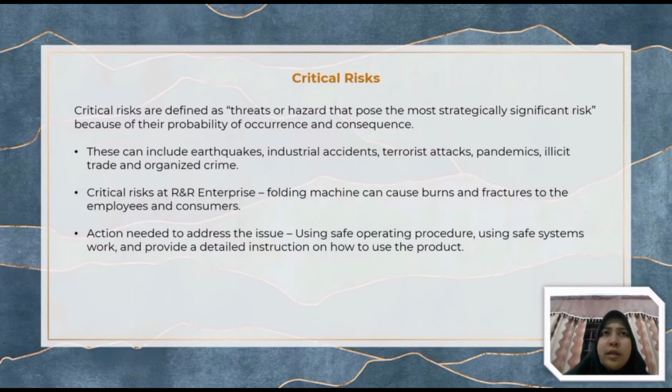Critical risk is defined as a threat or hazard that poses the most strategically significant risk because of its probability of occurrence and consequence. This can include earthquakes, industrial accidents, terrorist attacks, pandemics, illicit trade and organized crime. Critical risks at R&R Enterprise, such as the folding machine, can cause burns and fractures to the employees and consumers. Action needed to address the issue is using safe operating procedures, using safe systems of work, and providing detailed instructions on how to use the product for the customers.